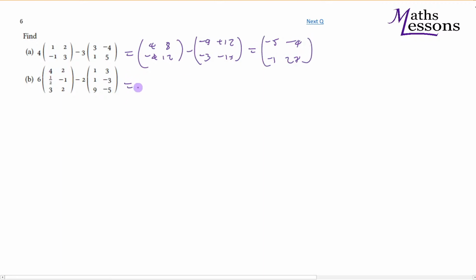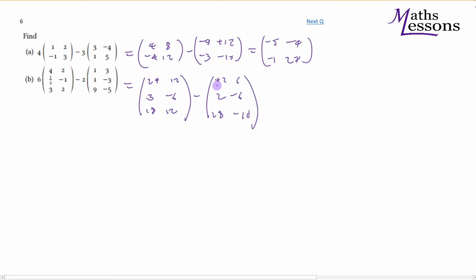This one, 6 times all of this is going to be 24, 12, 3, minus 6, 18, 12. And this one will give us minus 2 times all of that, careful, I'm going to leave the minus there, so that's going to be plus 2. I'm just going to double these to start with, and then do the minus in a minute.